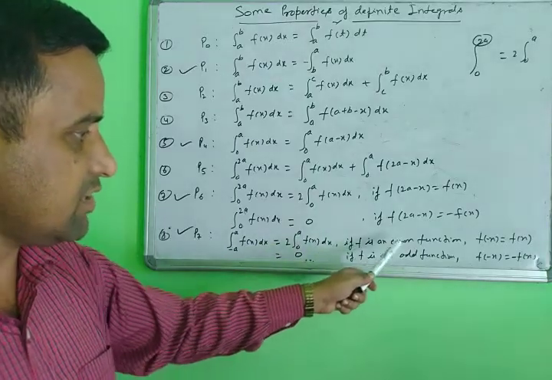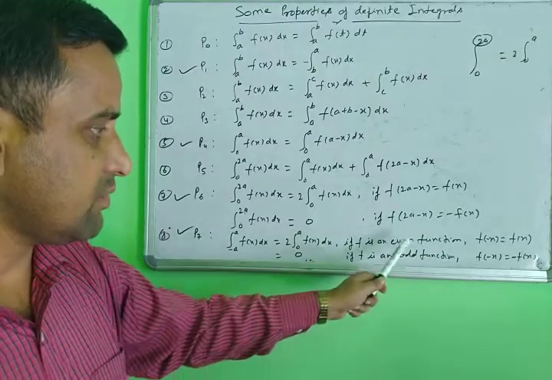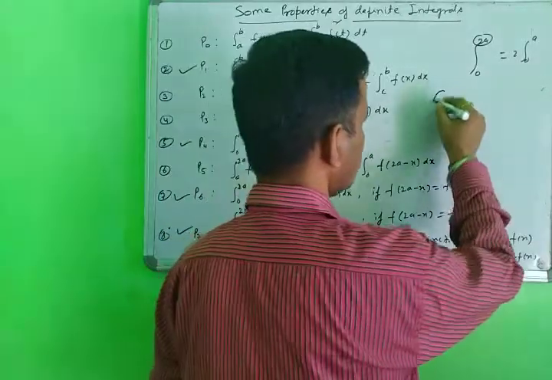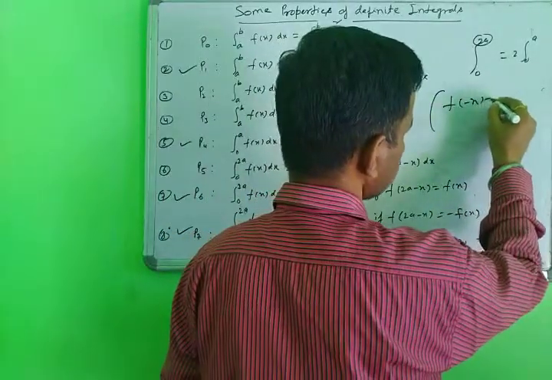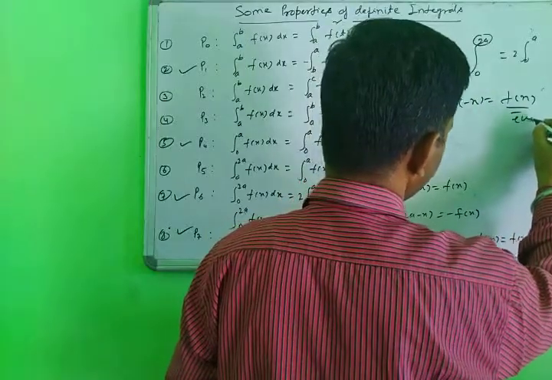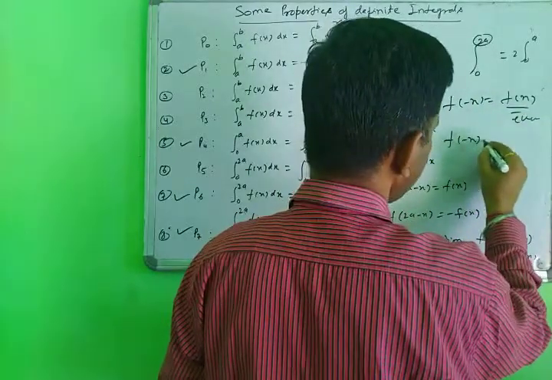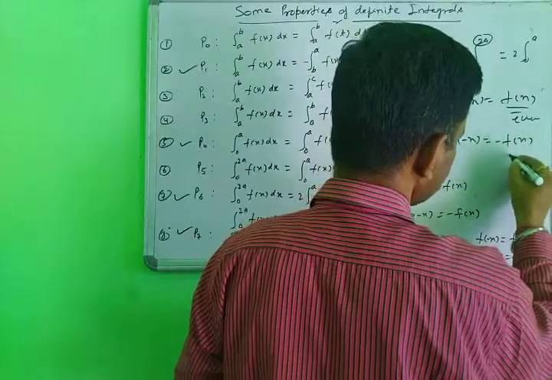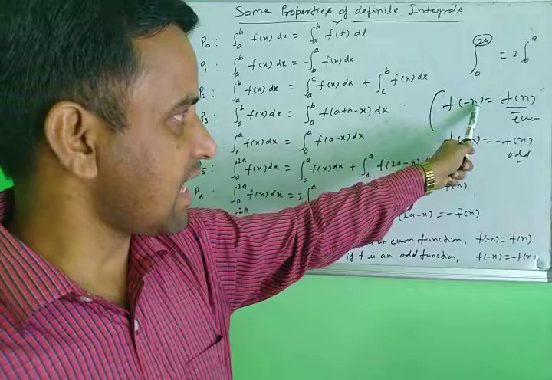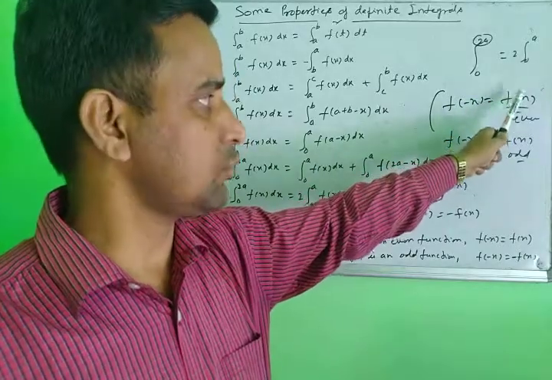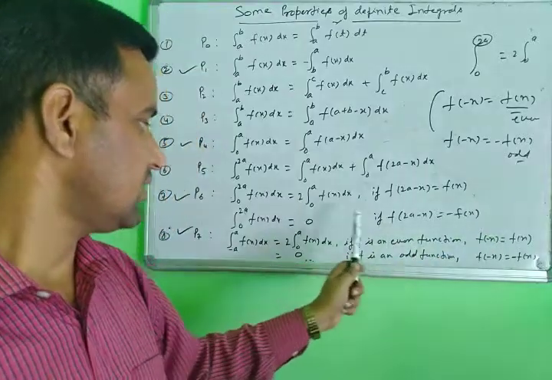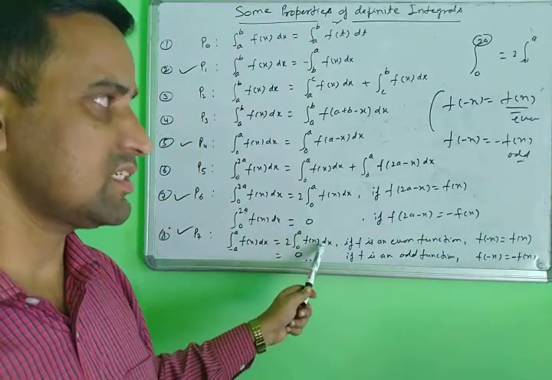If f is an even function, how do we check it? Check f of minus x. If f(minus x) equals f(x), it means the function is even. And when f(minus x) equals minus f(x), the function is odd. When f(minus x) equals f(x), the function is even, and then the result is 2 times the integral from 0 to a of f(x) dx.